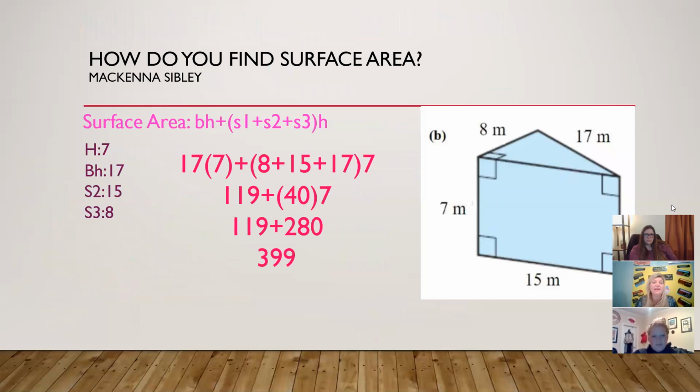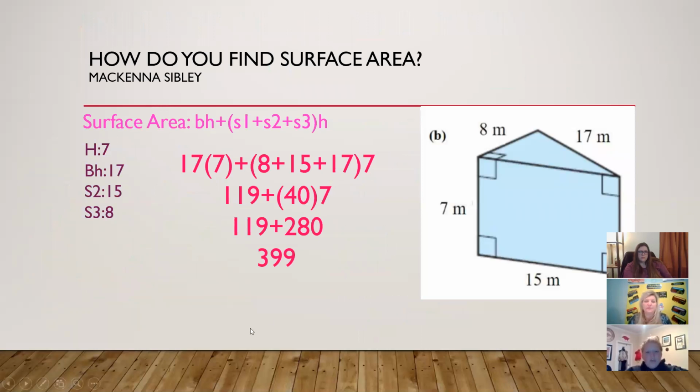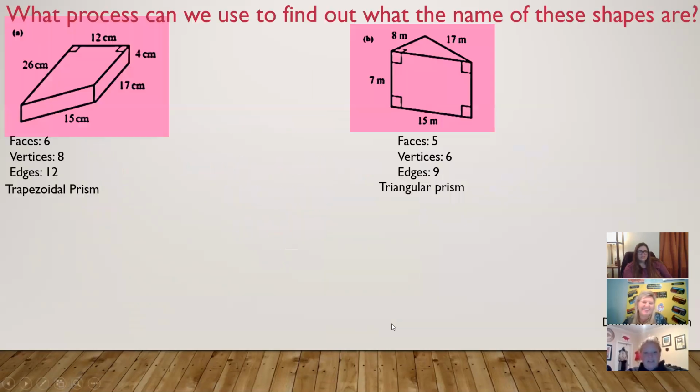Okay, so Mackenna, how do you find the surface area? Kind of like what you said, it's all about the formula. For this picture, you can see that the height is 7, and the base height is 17. Side 2 is 15, and side 3 is 8. Then you plug those into where they belong in the formula, and as I worked it out, you get the answer. Okay, thank you. Yeah, got to have that formula.